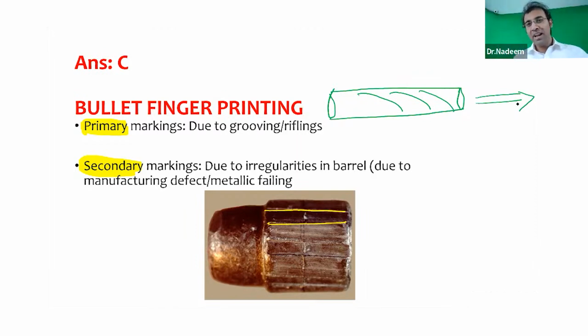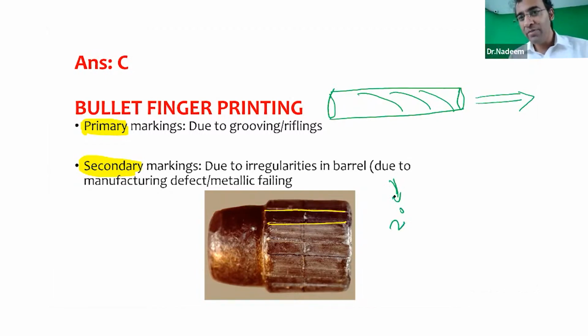But do understand that every barrel has some kind of defects, because none of the guns is actually perfect. Because of the manufacturing defects and irregularities in the barrel of each gun, there will be one more marking. Those markings are called secondary markings.